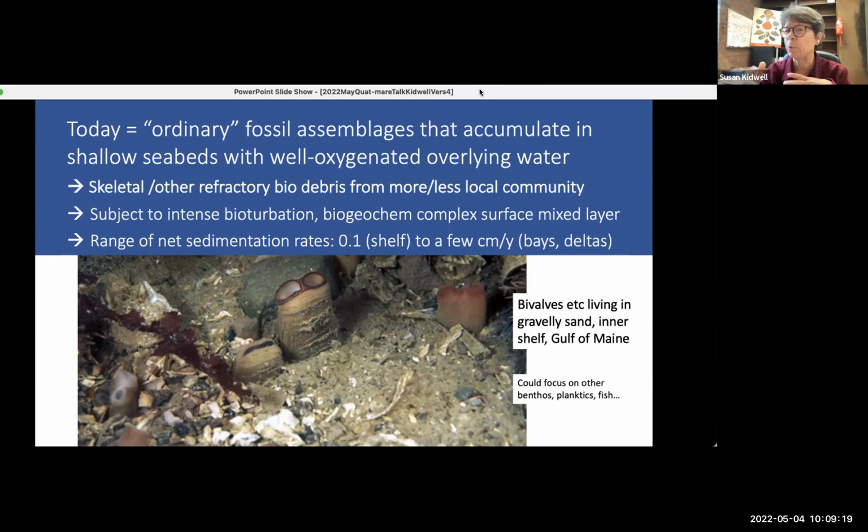Now, all of that is superimposed on, from the geologist's perspective, a range of different net sedimentation rates, whether those are siliciclastics, which is what I work on, or carbonates. And on continental shelves, we're talking about a fraction of a centimeter per year on a lead-210 time scale. That is when you evaluate sedimentation rate on a centennial to millennial time scale, up to a few centimeters per year in bays and deltas.